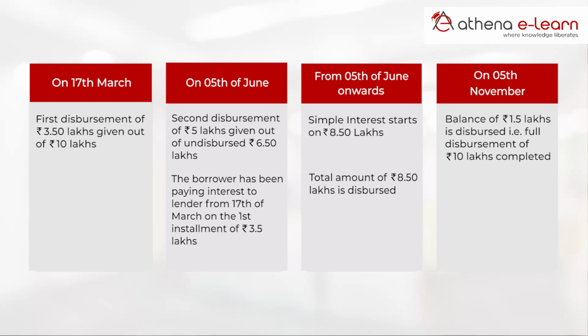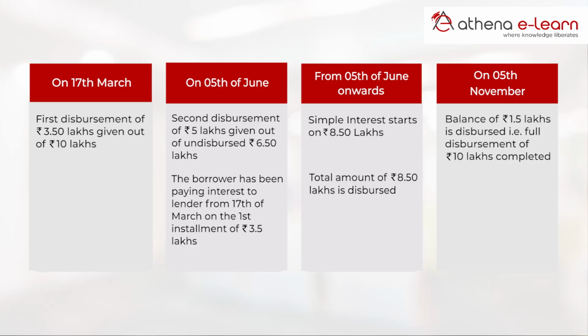Now this person has been paying interest to you from the 17th of March on the first installment that he took from you, which is 3,50,000. On the 5th of June, the total amount he has now taken is the original 3,50,000 plus the 5 lakhs that he is taking now. Therefore, you have now given him 8.5 lakhs, which is the sum of these two figures. From the 5th of June onwards, therefore, he will pay you simple interest no longer on that 3,50,000 rupees, but now on 8,50,000 because he took another 5 lakhs from you now.